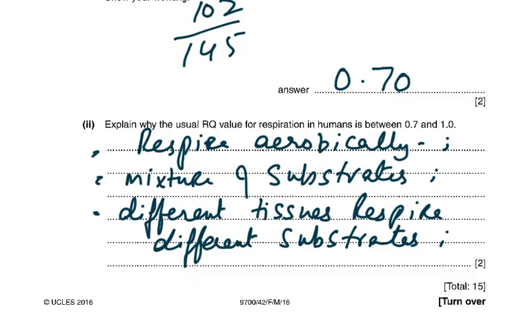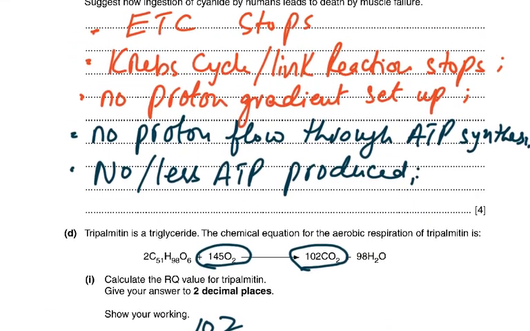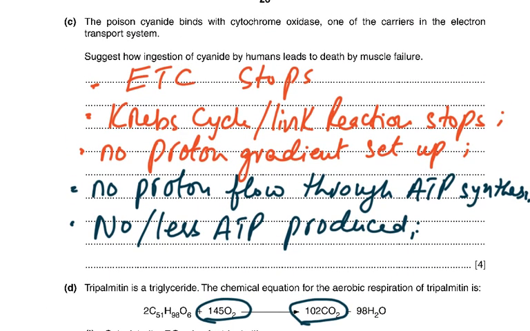Then the next part is examining another very important part of the syllabus. It says the poison cyanide binds with cytochrome oxidase, one of the carriers in the electron transport system. Suggest how ingestion of cyanide by humans leads to death by muscle failure. So the ETC stops, the Krebs cycle stops, no proton gradient is set up, no proton flow through ATP synthase, so no or less ATP is produced.